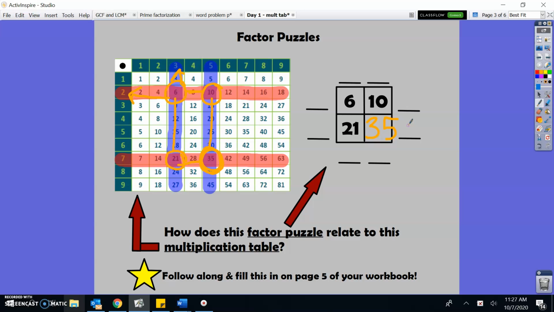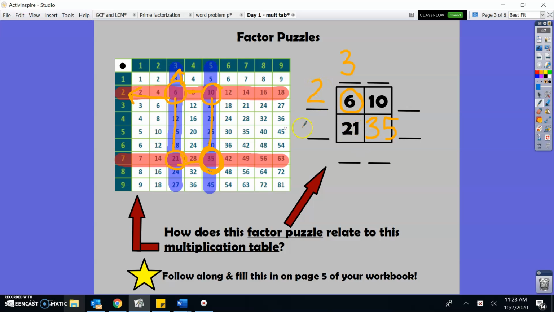And now I'm going to fill out the numbers around 6, 10, 21, and 35. So these numbers here are the numbers that we're multiplying by, our rows and our columns. So here, let's start with the number 6. We had to multiply 3 times 2 to get 6. So my 3 goes here in my row, and my column is 2.